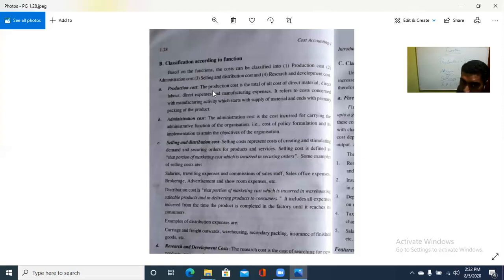Clear? So examples are carriage and freight outwards, warehousing charges, secondary packing charges, insurance of finished goods, etc.